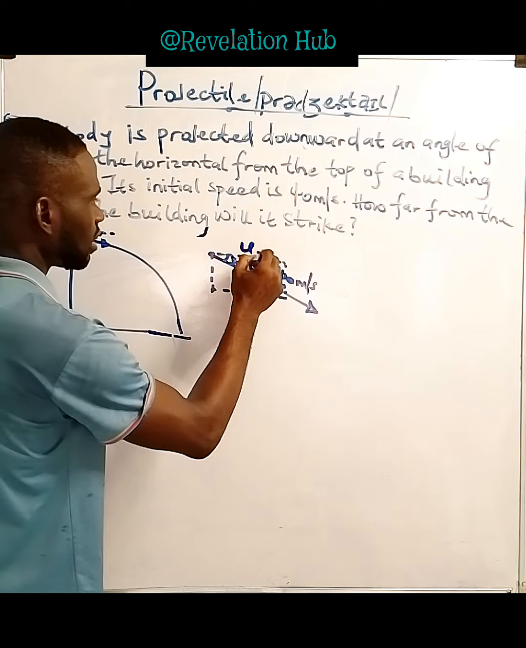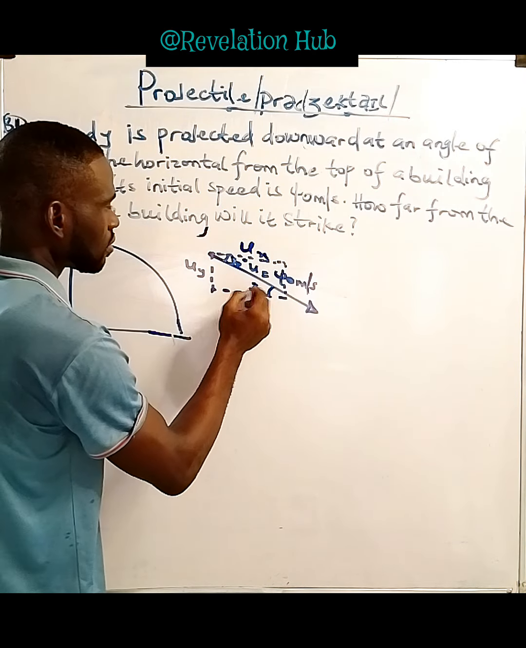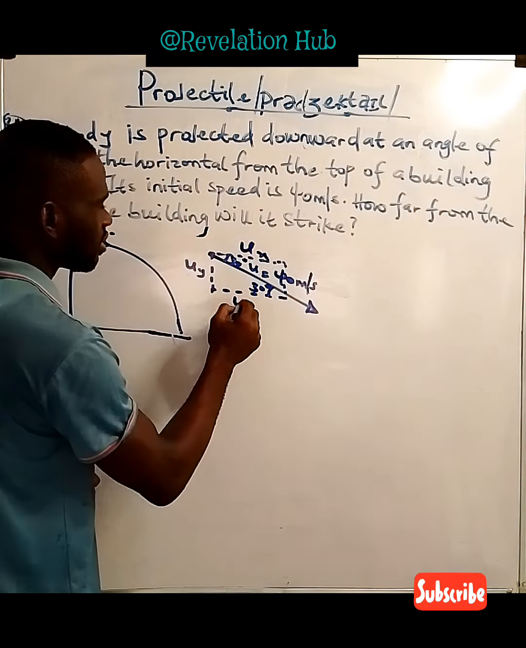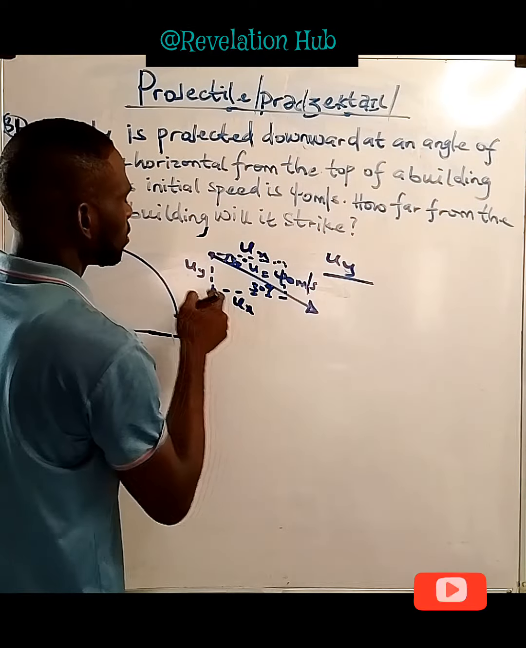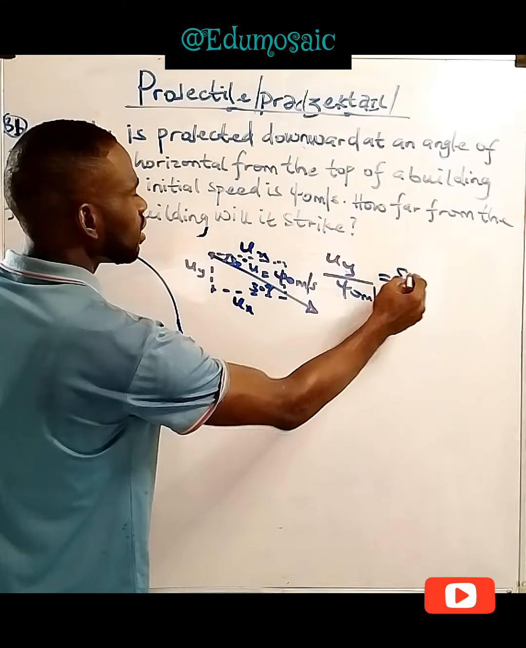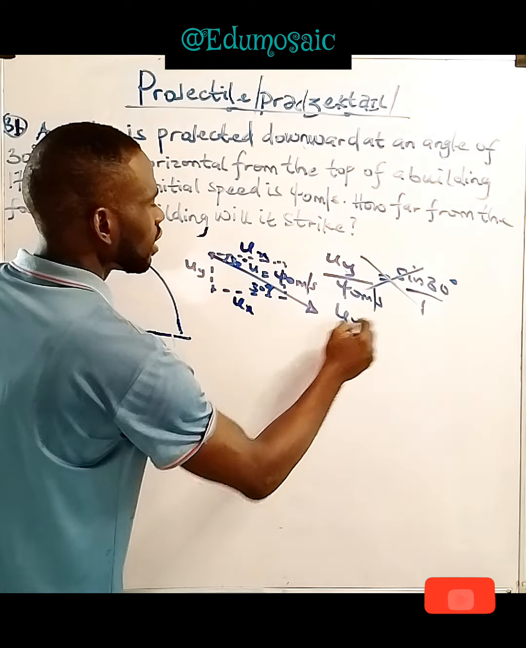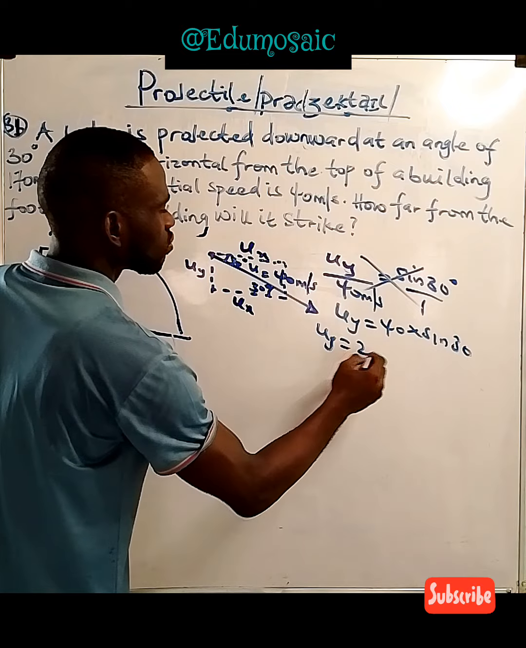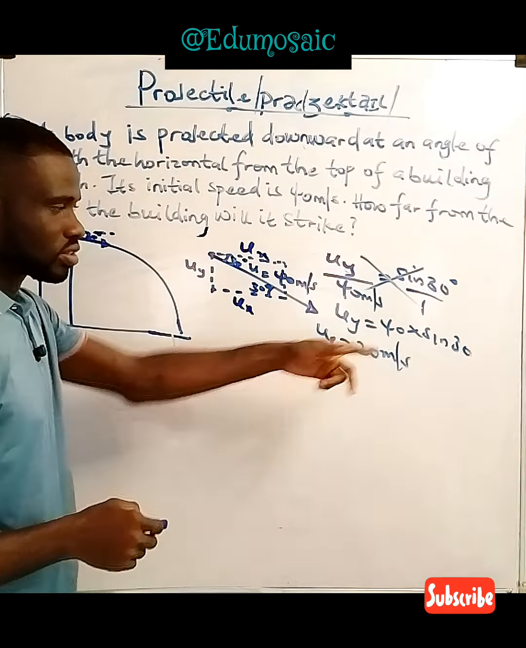This is the initial speed along x, initial speed along y, and this 30 degrees here. We have the same thing here, 30 degrees. So opposite right here, hypotenuse, and this is adjacent. So initial speed along the y-axis over 40 meters per second, which is the main speed itself, is sine 30 degrees. So uy is 40 times sine 30 degrees. So initial speed along the y-axis is 20 meters per second. Sine 30 is 0.5 or 1 over 2. So 1 over 2 times 40 is 20 meters per second.